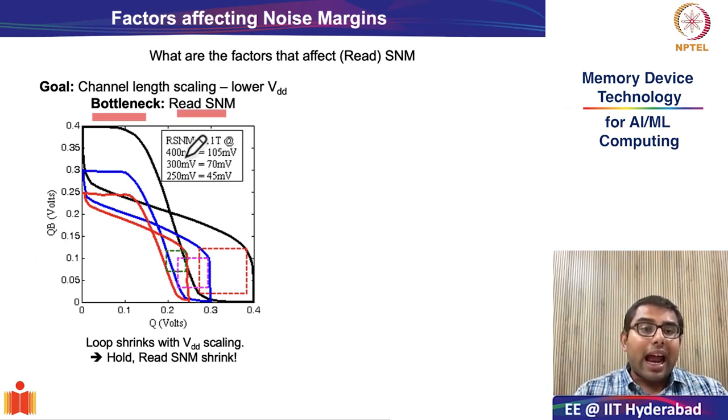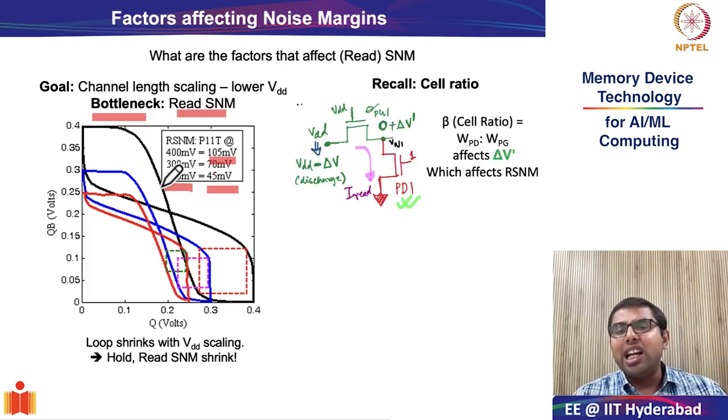So when you have a supply voltage of 400 millivolts, you can see that the size of the hysteretic loop or the nested square was 105 millivolts. But when you shrink to 250 millivolts, this shrinks significantly to 45 millivolts. Okay, so a near equivalent reduction in read static noise margin is seen as you do VDD scaling.